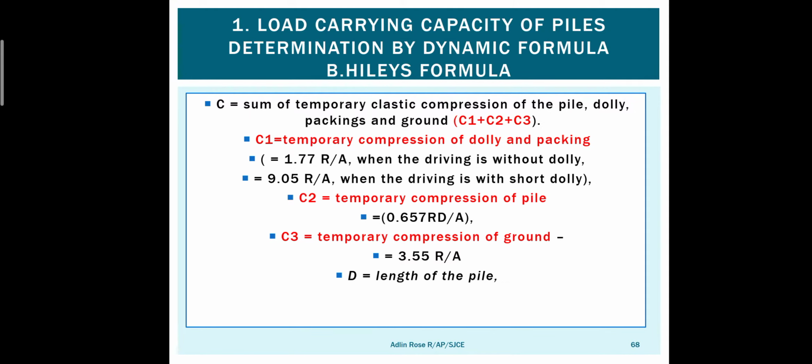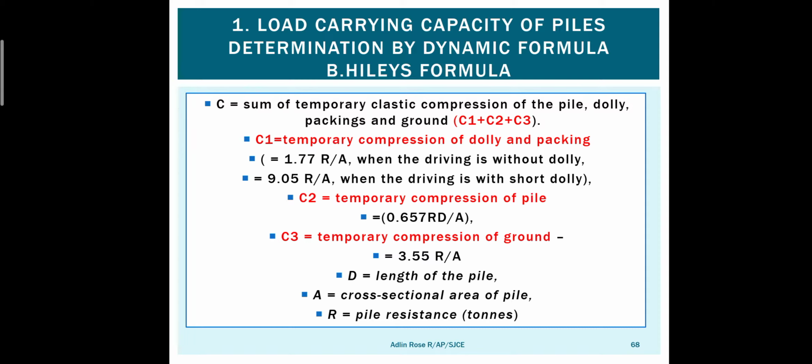D is not the diameter of the pile. D stands for the length of the pile in this formula. Then A is the cross sectional area of the pile. If the pile cross section is square, then the area is B square. If the pile is circular, then the cross sectional area is pi by 4 d square, where d is the diameter. So we have this area of the pile as A.